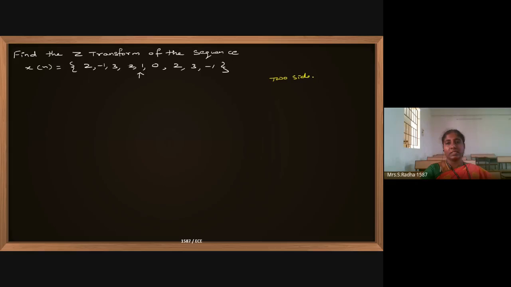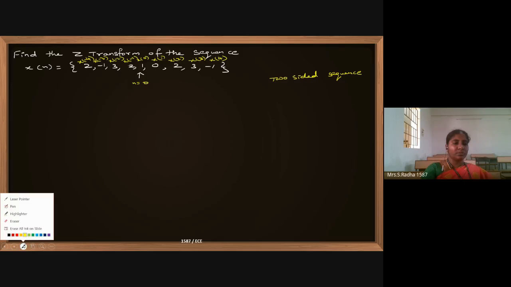The reason is arrow mark indicates n equal to 0. So this is the value of x of 0. Right side we are having x of 1, x of 2, x of 3, x of 4. And left side we are having x of minus 1, x of minus 2, then x of minus 3 and x of minus 4. Okay, this is the given signal. Now I will go with the solution.